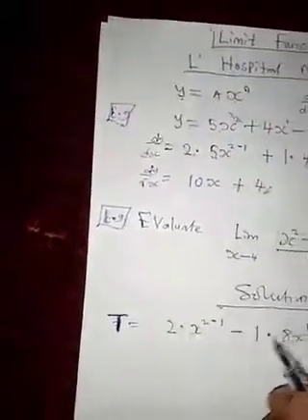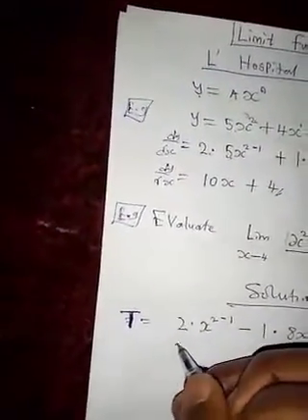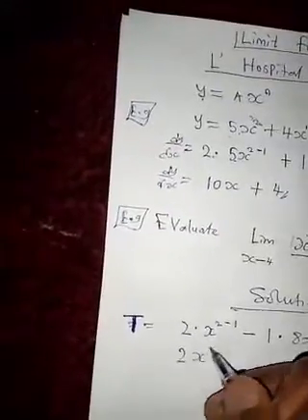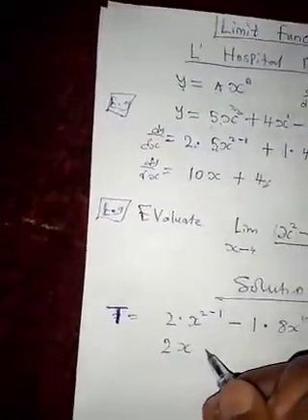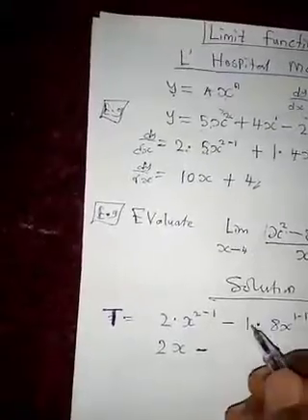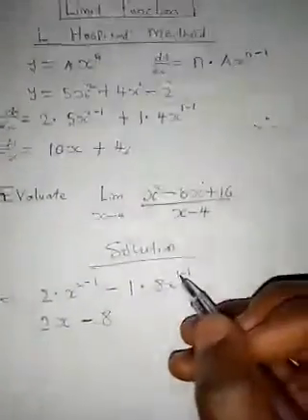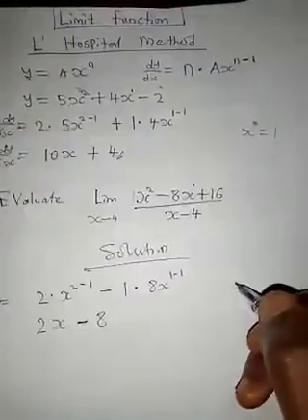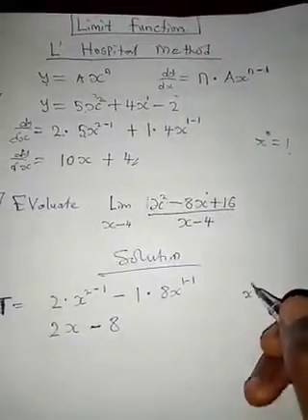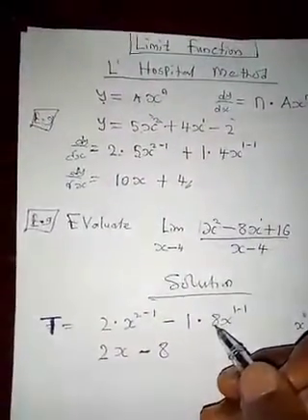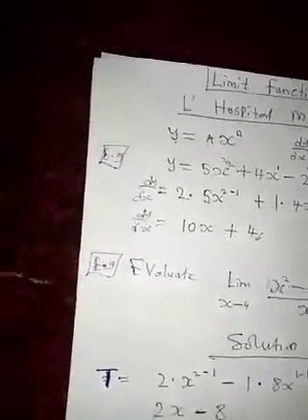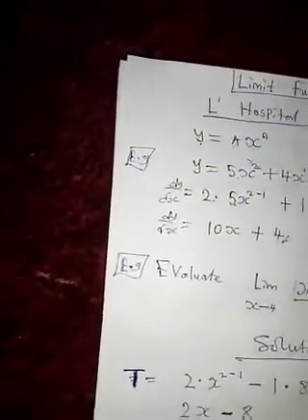When we differentiate for the top, we'll be having 2x having power of 1, then minus this will give us 8, because when we try to solve this, we'll be having x having power 0, and that's 1 times 8, 8. So for the top, this is what we have.